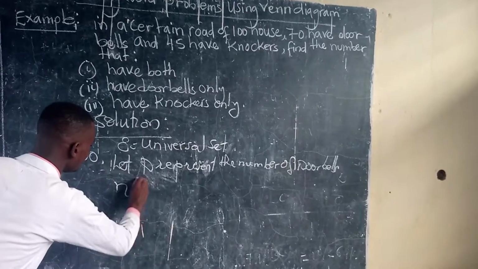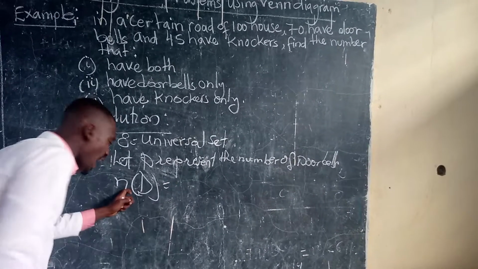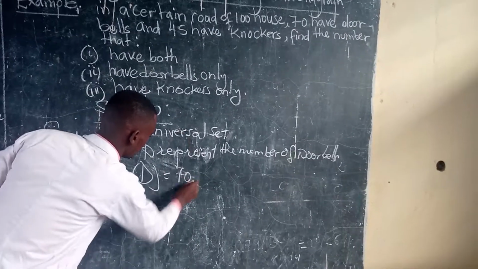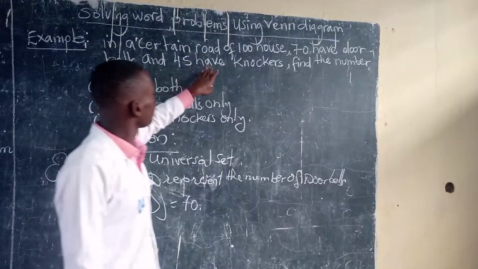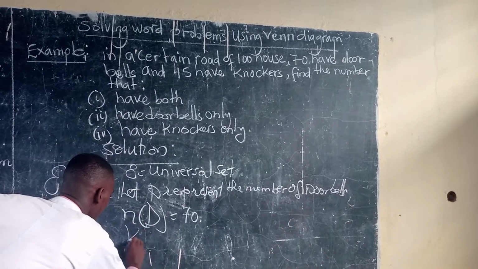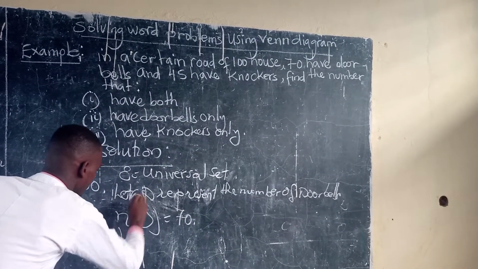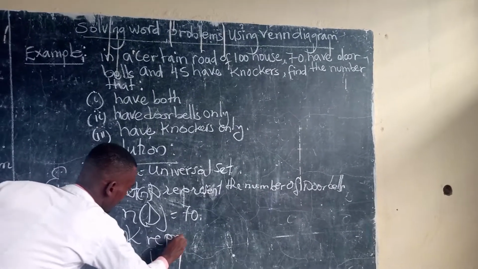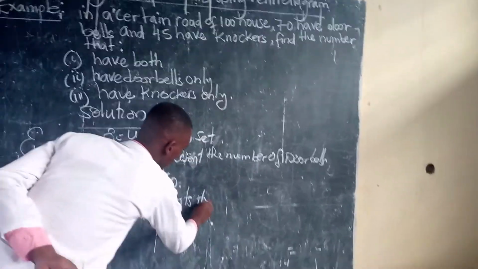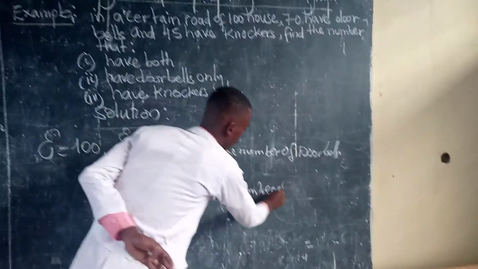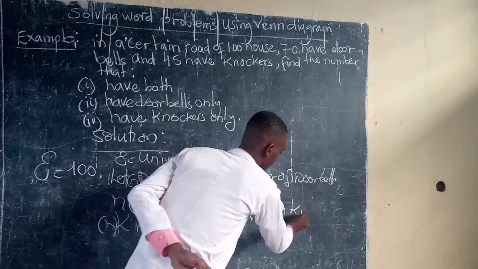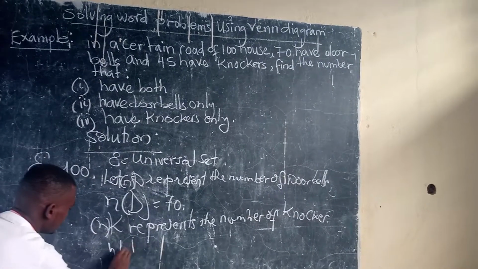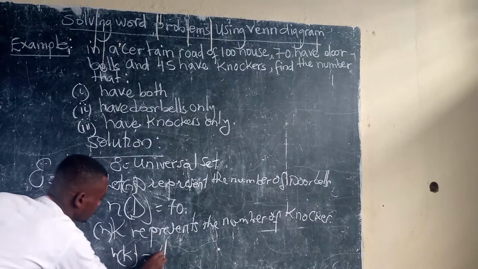So when I say ND, that is to mean the number of doorbells. I have 70. I go to 45 when I say NK, the number of K, that represents the number of knockers. Are we together, children? So NK will be 45.